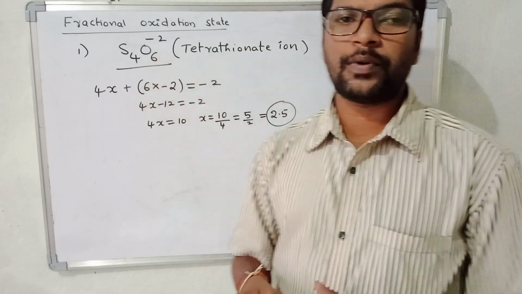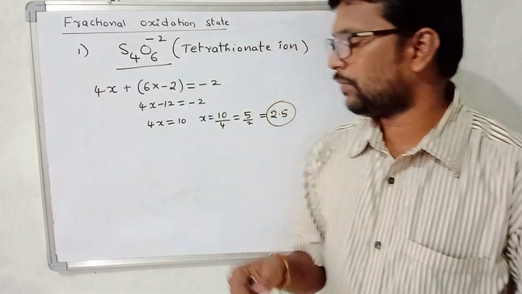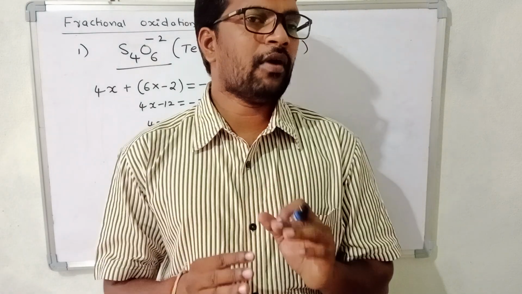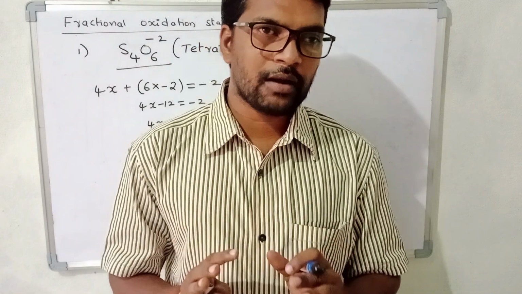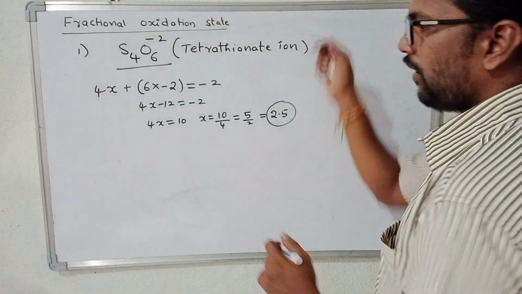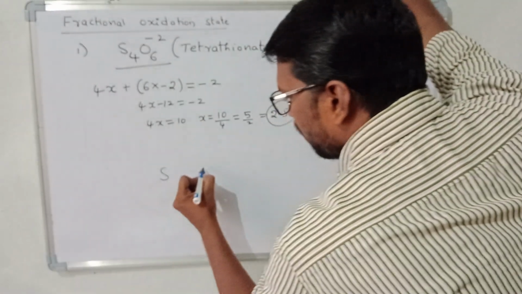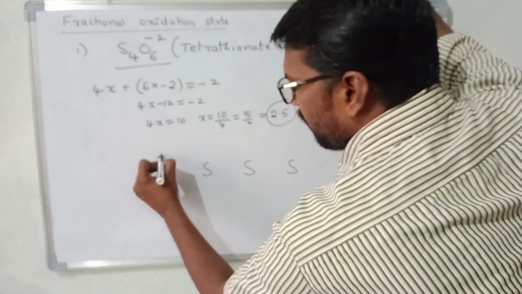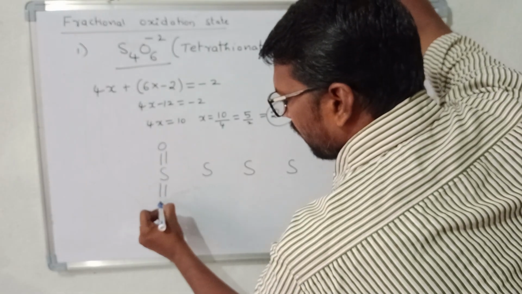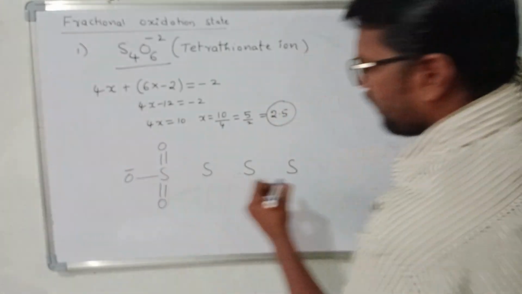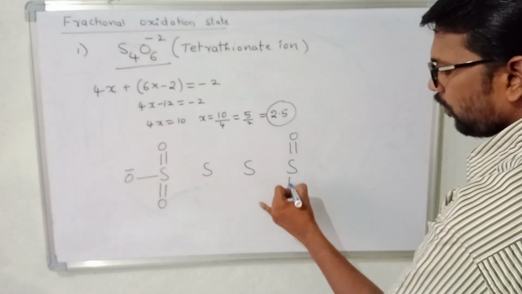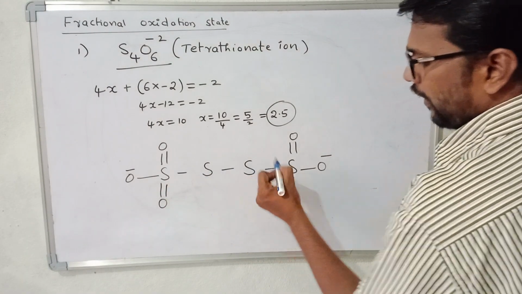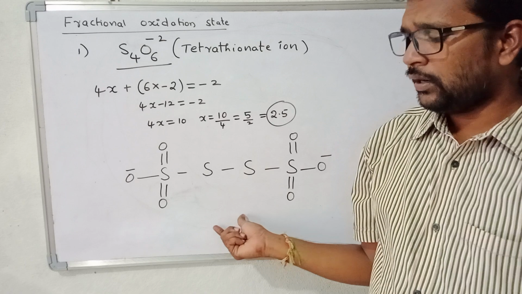Here 4 sulfurs are present. For those 4 sulfurs, the average oxidation state can be taken as 5 by 2 or 2.5. If you want to find the individual oxidation state for each sulfur, we can write the structure of the tetrathionate ion. Total 4 sulfurs are present, and the oxygens are present like this: double bond O, double bond O, and O minus. Here also the same, double bond O, double bond O, and O minus, and the remaining bonds are present like this. This is the structure of the tetrathionate ion.